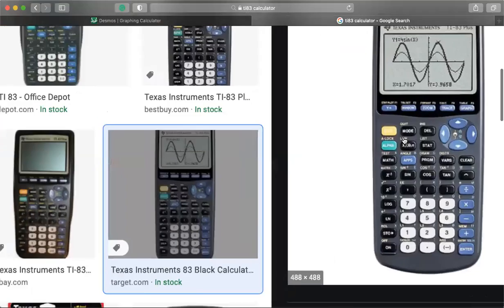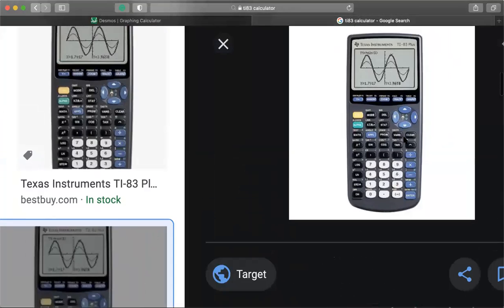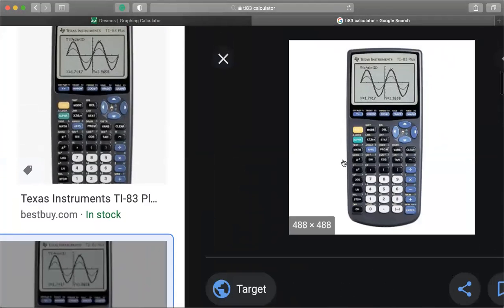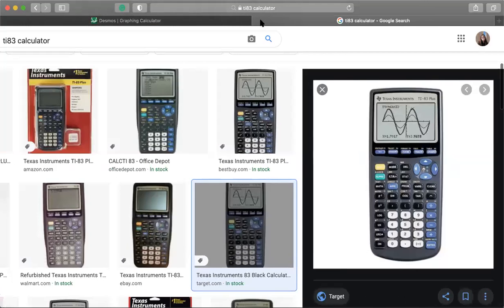If we zoom in to the picture of the TI-83 calculator, hopefully you can see this. You can see that 1, 2, 3, 4, 5, 6, the 6th button, it says log right there. And that's what you want to press. So you would hit this log button and then put 2.7 inside that log. And that will give you the same answer that I got. And so that is log base 10.